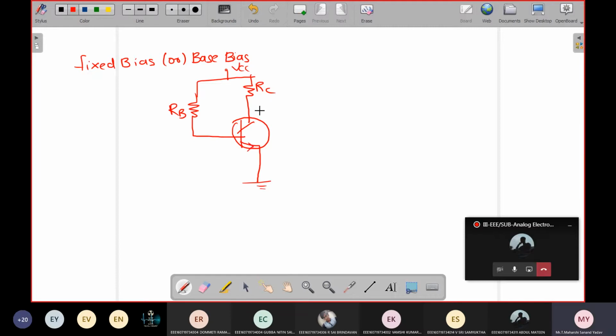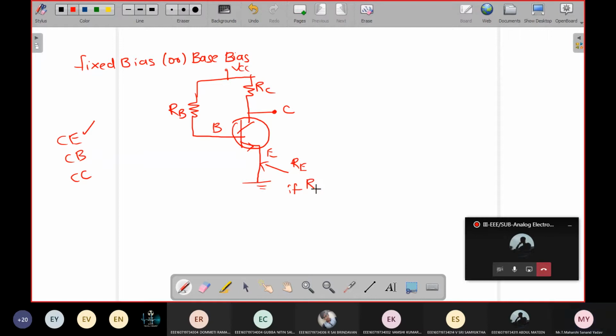Tell me whether it is CE, CB or CC. Which configuration have I used here? It is CE, and it is fixed bias, which is also called base bias. And here RE is not present. Tell me what will happen if RE is not present, and if RE is present, what will happen?